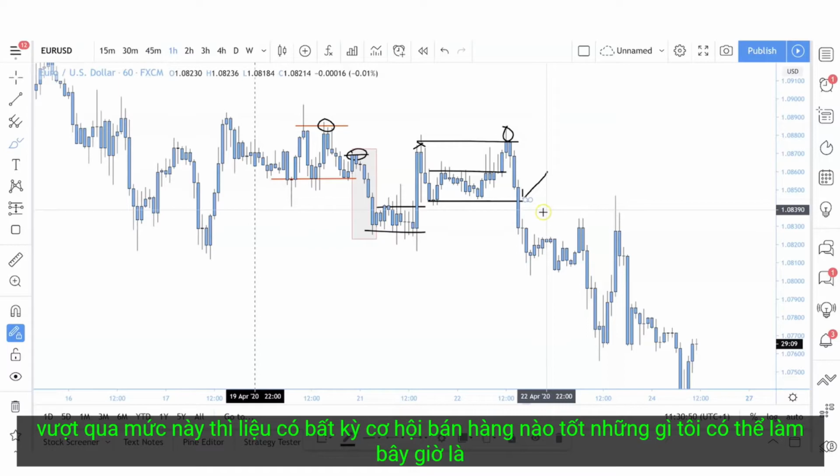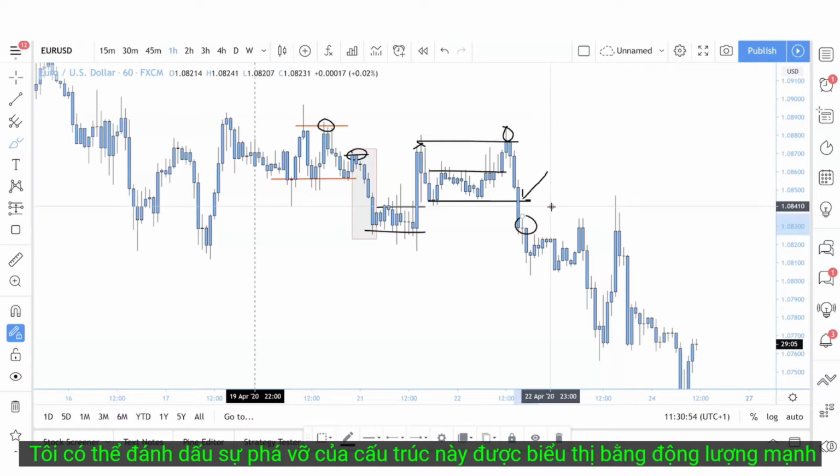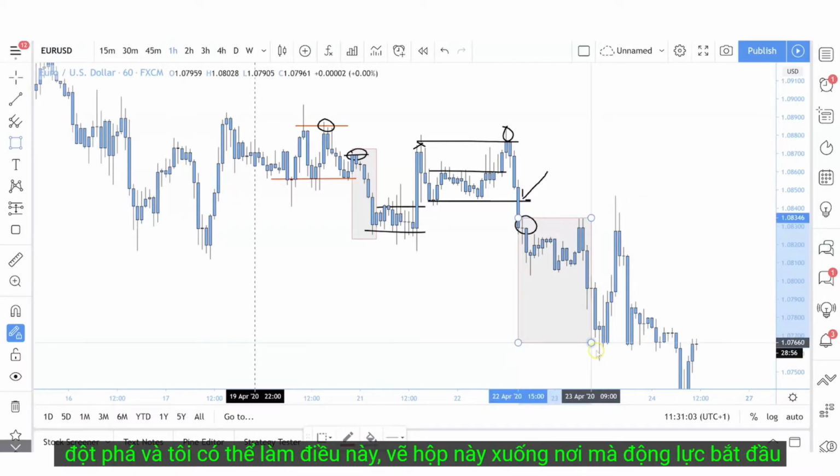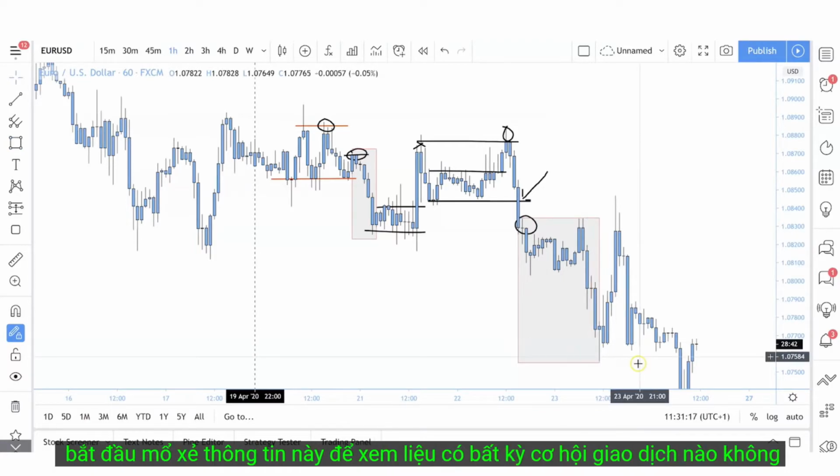Well, what I can do now is mark the break of this structure, indicated by the strong momentum candle to the downside, and then I can take my rectangle tool after that breakout and draw this box down to where that momentum started to where that momentum ended. And once we go down to a pattern time frame, we'll start to dissect this information to see if there's any tradable opportunities. Let's continue on with the analysis.